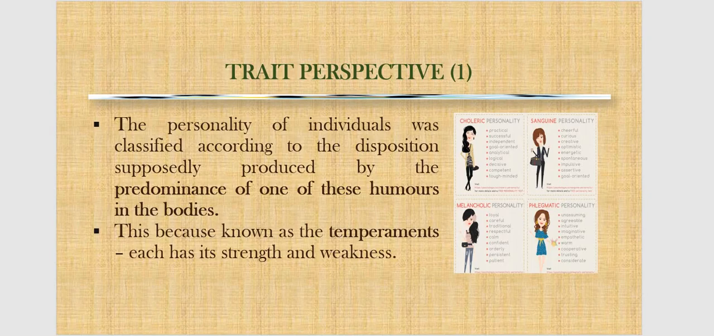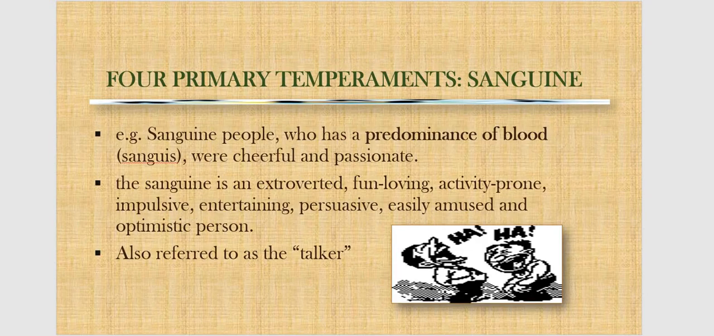Here we say the personality of an individual was classified according to the disposition, supposedly produced by the predominance of one of these humors in the body. And so they all talk about temperament. That is why in some books they call it 4 temperaments, right? So let's look at it. 4 primary temperaments. We have the sanguine. That is blood. And for sanguine, we say some people who have a predominance of blood were cheerful and passionate.